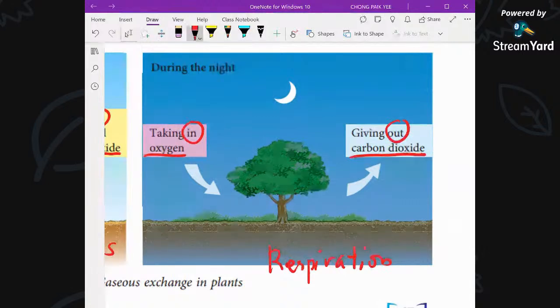So this is a question for you, 3P7. Why is it not encouraged for you to put a potted plant at night in your bedroom? Okay, why is it not encouraged for you to put a potted plant in your bedroom together with you? Can somebody just answer that?